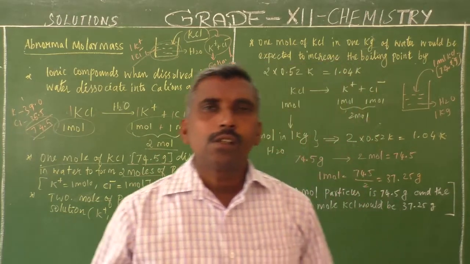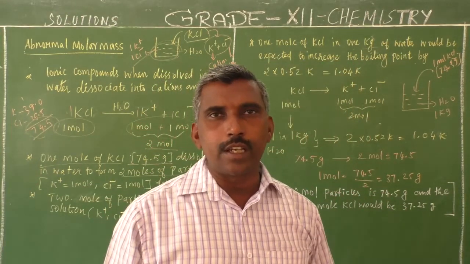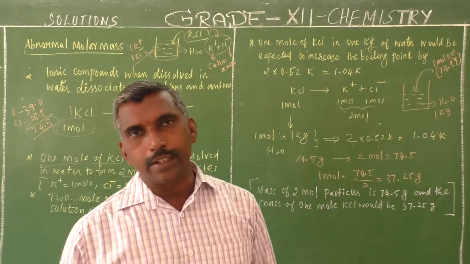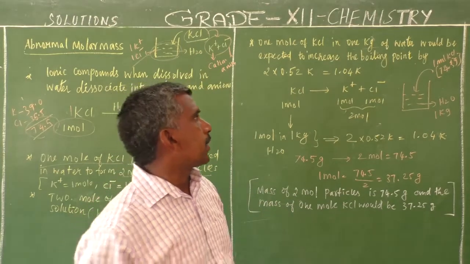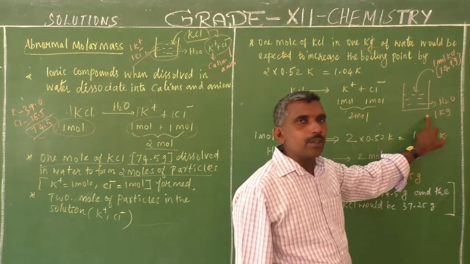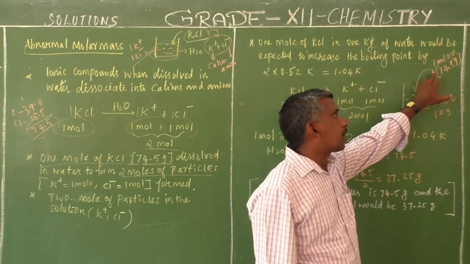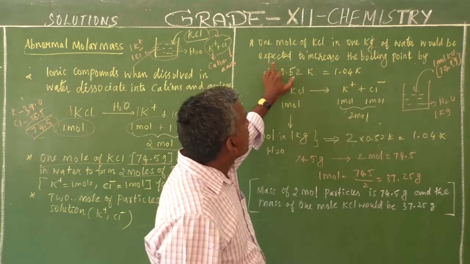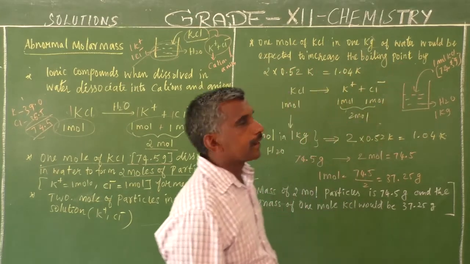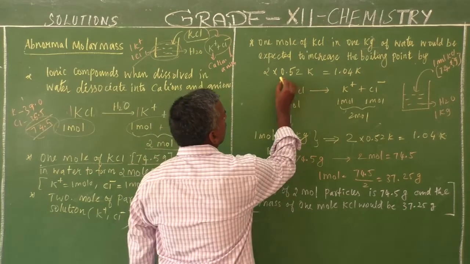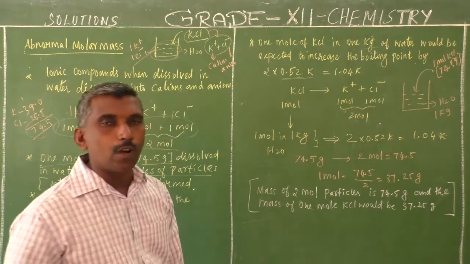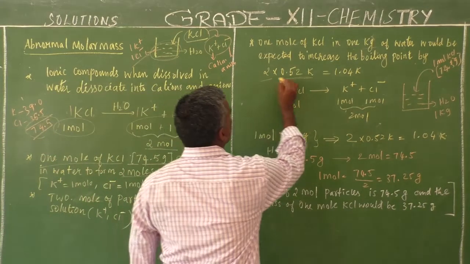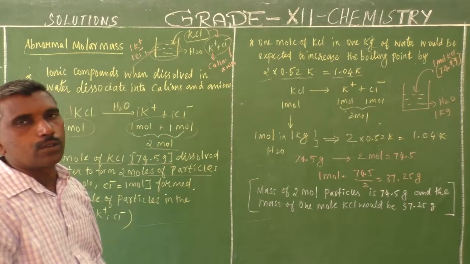Expect colligative properties. When a non-volatile solute is added to a pure solvent, the colligative properties are elevation of boiling point and depression of freezing point. Here, take 1 kilogram of pure solvent and add a non-volatile solute, KCl 74.5 grams, 1 mole. We expect the boiling point to increase by 0.52 Kelvin for 1 mole. For 2 moles, it is 1.04 Kelvin.